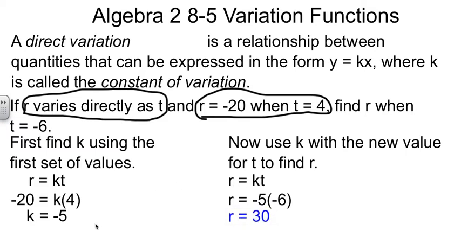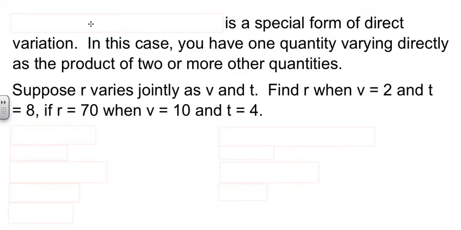If they asked you for the equation of variation, it would be just plugging the k back in, so you would have r equals negative 5t. Direct variation's not that bad. There's a special variation of direct variation, and that's called joint variation.